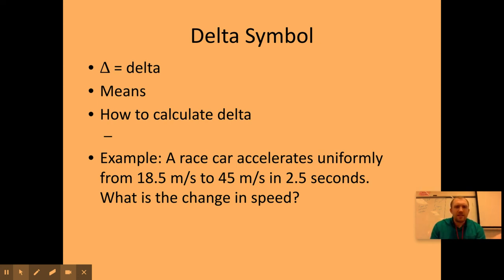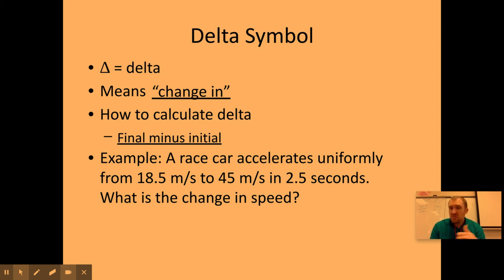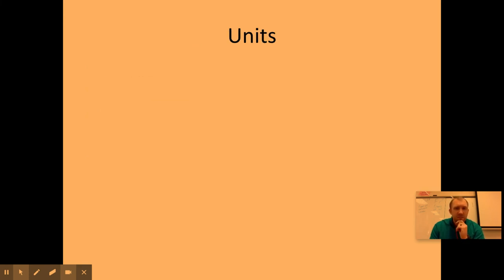Race car accelerates from 18.5 meters per second to 45 meters per second in 2.5 seconds. The change in speed would be the difference between the 18.5 and the 45. But anytime we're looking for the change in, the difference between the two, that's what that means. Quickly trying to do this in my head. Call me out if I'm wrong. What would that be? 0.5 would take me to 19, 6 would take me to 25. So 26.5 meters per second is the difference. I think I'm right there.